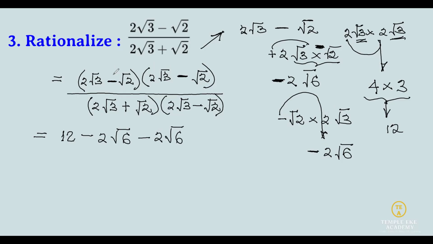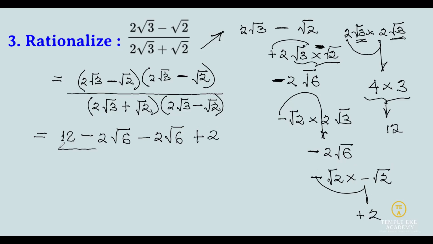And finally, negative root 2 will multiply negative root 2. So we have this form, negative root 2 times negative root 2. Sign for sign very quickly. Minus times minus, that gives us plus. Surd for surd, root 2 times root 2, that gives us 2. So we have positive 2.